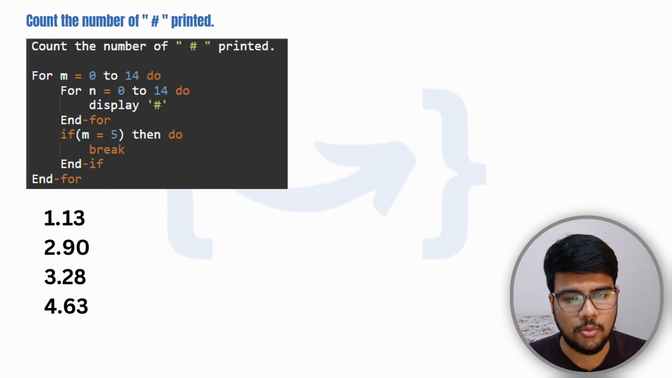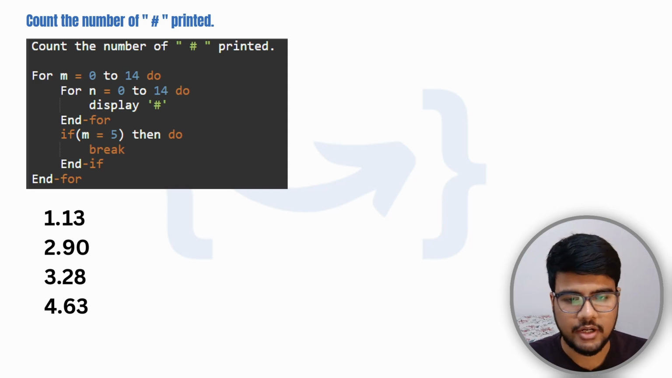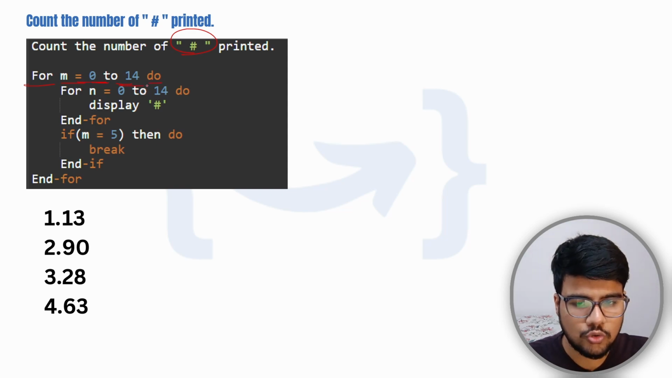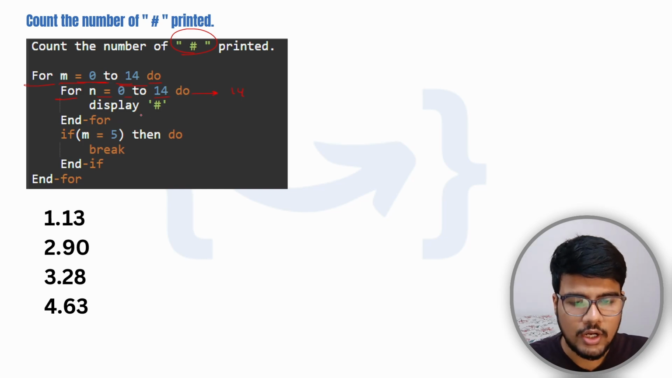Let's check out this problem. Count the number of hashes printed for m equivalent to 0 to 14. So m goes from 0 to 14, and for n equivalent to 0 to 14. If I get into this n loop, it will go 14 times, don't you think? Yes, I would say 15 times, because 0 to 14 contains 15 values. So 15 hashes should be printed.